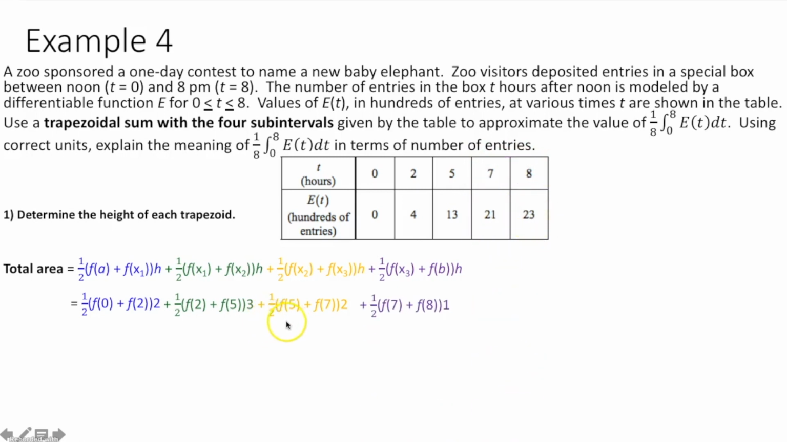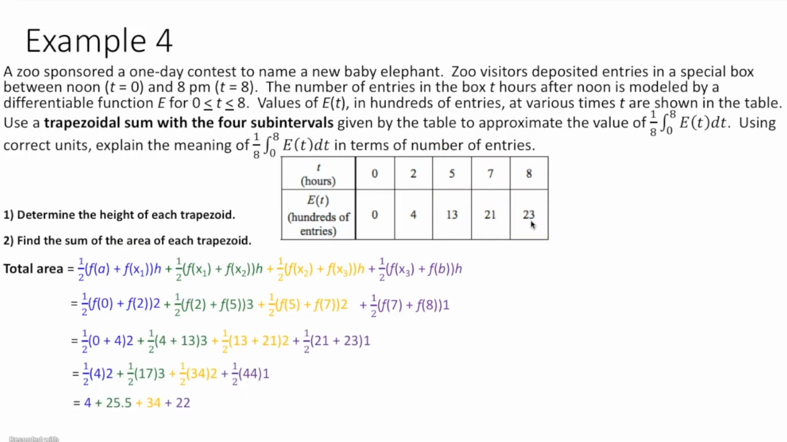Now what we can do is we can plug in these given values. So f of 0 is 0, f of 2 is 4, f of 5 is 13, f of 7 is 21, f of 8, 23. We plug those in, we simplify, and we end up getting, using our trapezoidal sum, our approximate integral from 0 to 8 of E of t dt is 85.5. Now what we do is we take this, and it says it wants 1/8 times this. So we're going to divide that by 8. So if we divide that by 8 or multiply it by 1/8, we get approximately 10.6875 hundreds of entries.